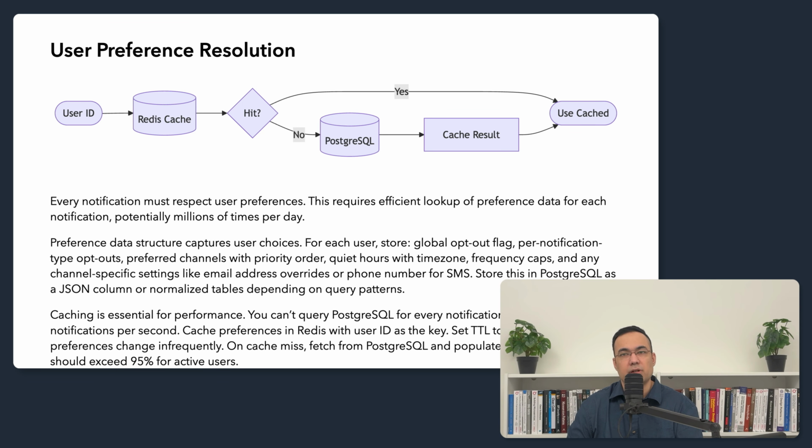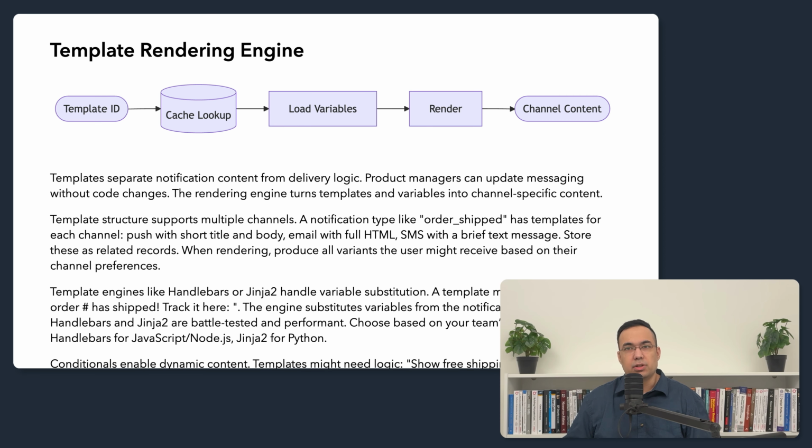Now let's examine content rendering, which produces the actual content users see. A rendering engine separates the notification content from delivery logic. Product managers can update messaging without code changes. The rendering engine converts the content definitions and variables into channel-specific payloads.